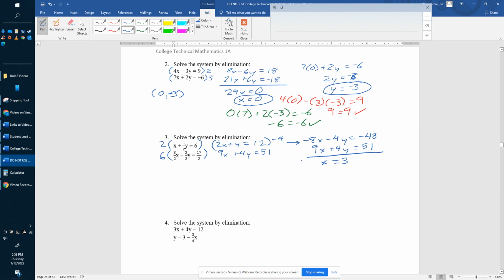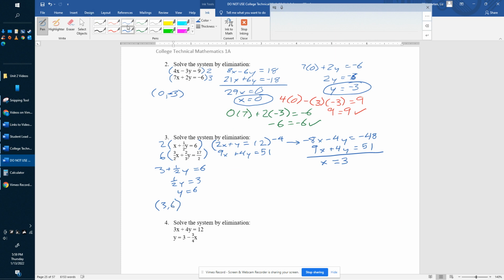Once we got through all that multiplication, that ended up not being too bad. So what's our y going to be? Let's plug 3 into the top one because there's fewer fractions in it. So 3 plus 1/2 y equals 6. Subtract 3 from both sides, 1/2 y equals 3. Multiply both sides by 2, y equals 6. So that's our ordered pair, (3, 6).